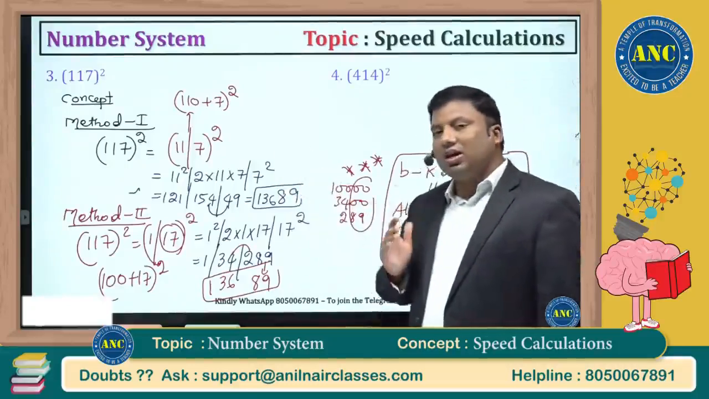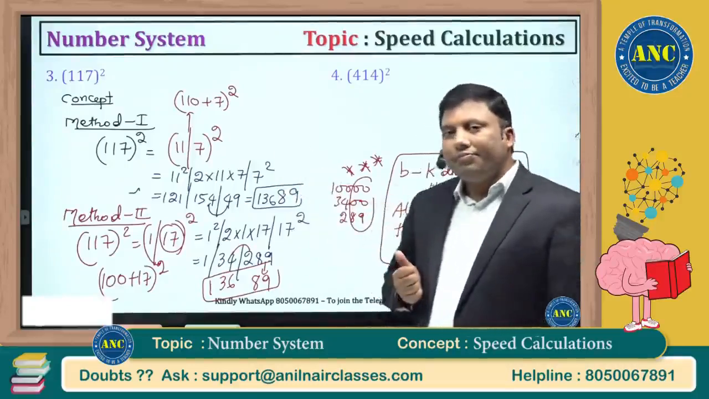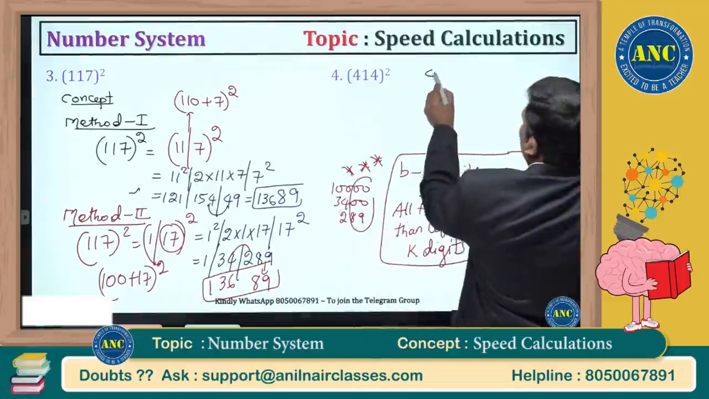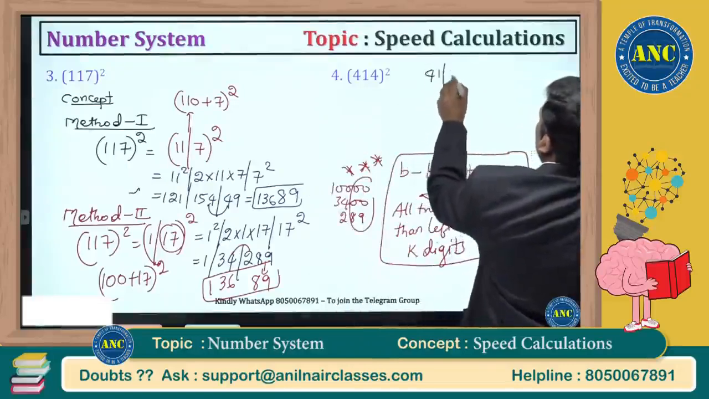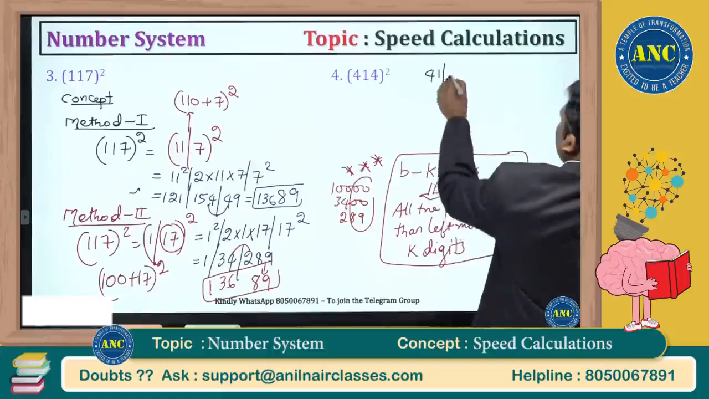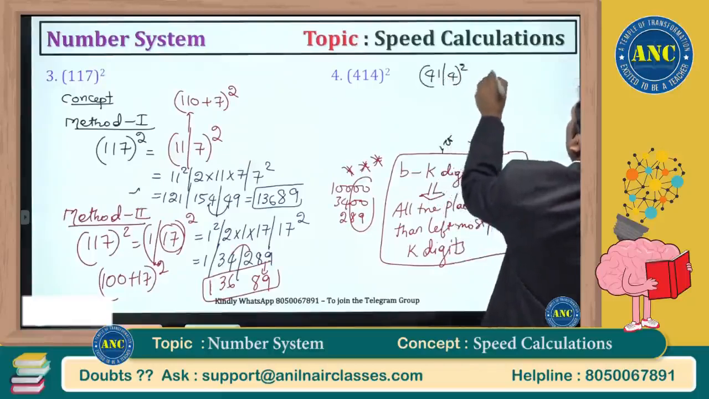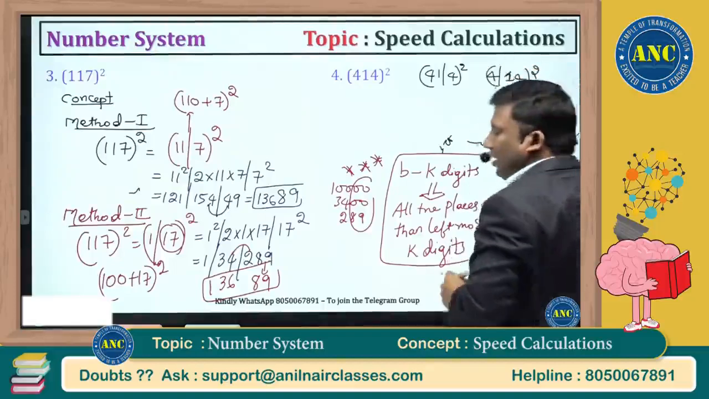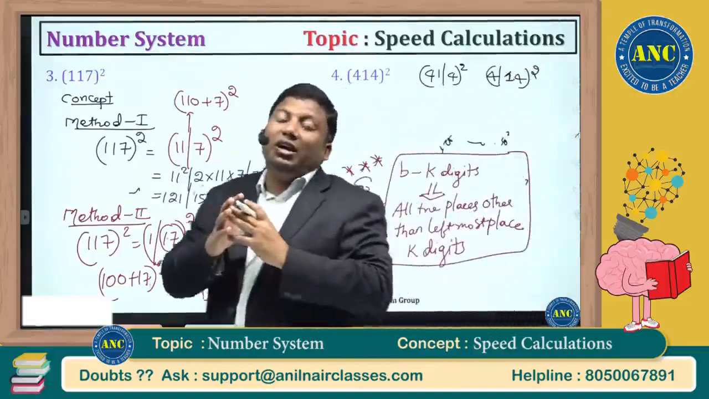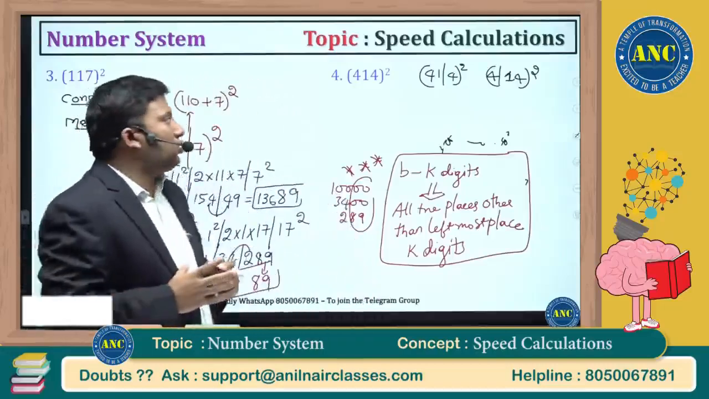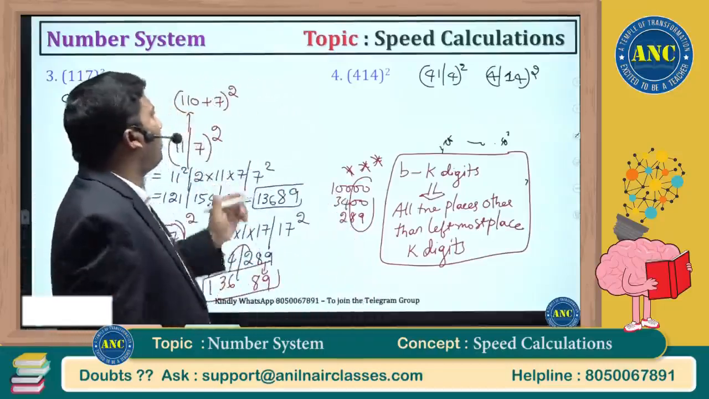Sir, there are 2 methods. Which method is to be used? One method is 41 with 4, dividing the 3 digits into 2 digits and 1 digit. The next one is 4 with 14, so 14 square. 14 square is easy compared to 41 square. So you divide it into 2 digits depending upon which one will take less time to solve. There is no particular rule; it all depends upon the number.